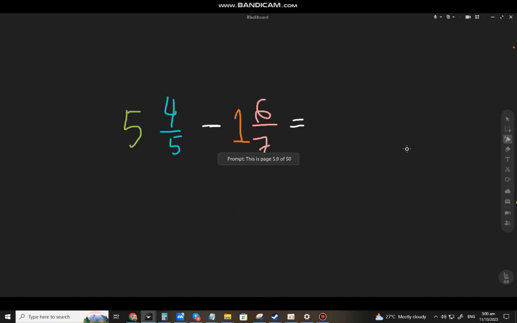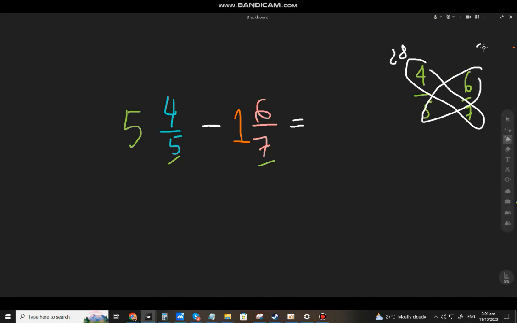Now let's have a third example, a little bit harder. So let's check. Again, they are dissimilar. They have different denominators, 5 and 7. Let's check which is greater, 4/5 or 6/7. So 4 times 7 is 28. 6 times 5 is 30. So 6/7 is greater. So how are we going to do this?